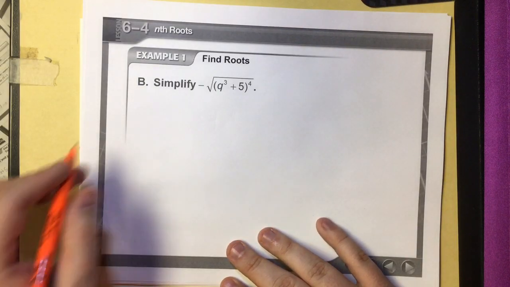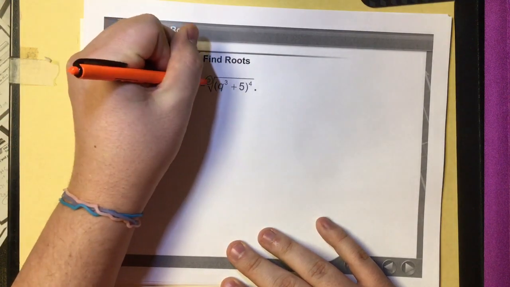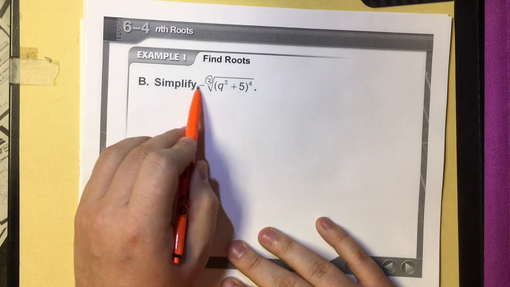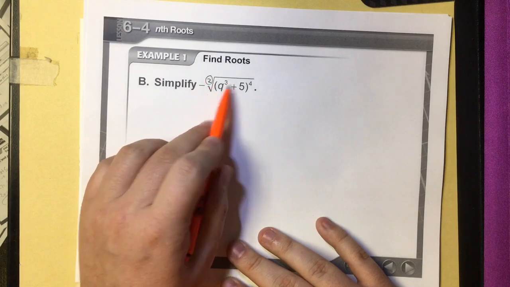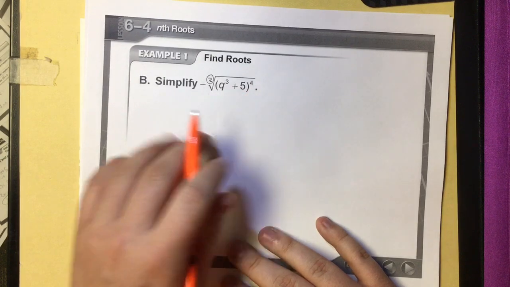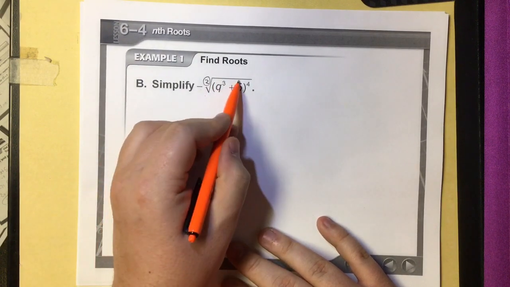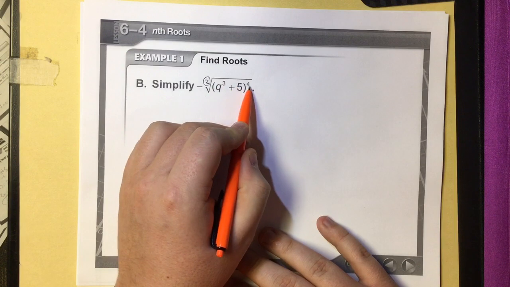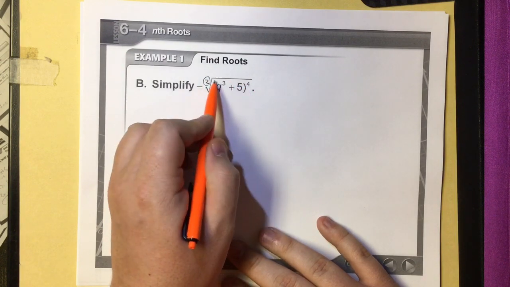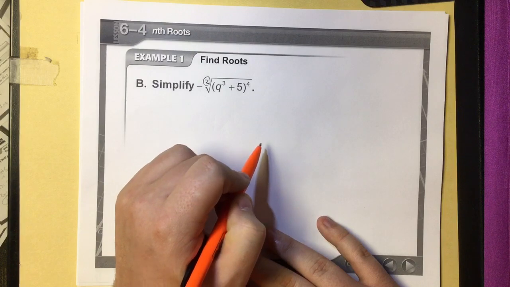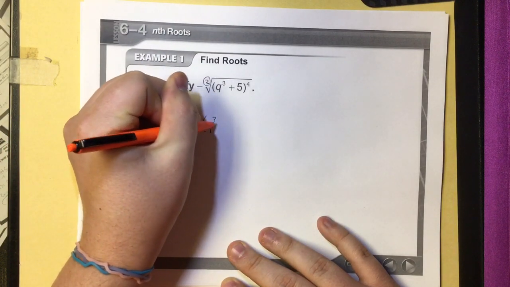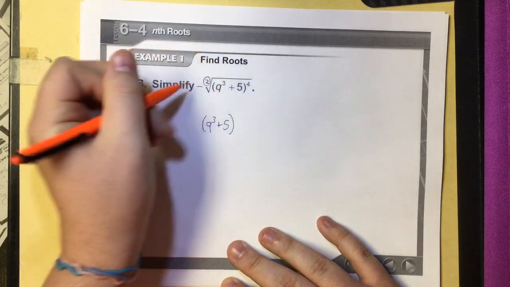Right here, again, we don't have an index. There's nothing here, so it's a 2. So to do the square root, or there's the opposite of the square root of this quantity, q to the 3rd plus 5, that whole thing being raised to the 4th power. Again, we have a whole thing being raised to a 4th power under here. So I can just take that 4th power, 4 divided by 2, gives me 2. So I have q to the 3rd plus 5 in parentheses.